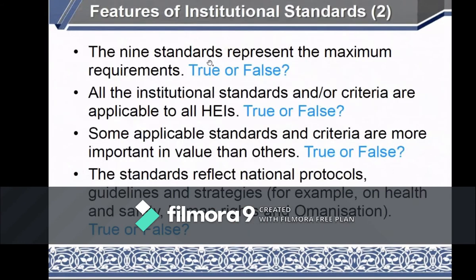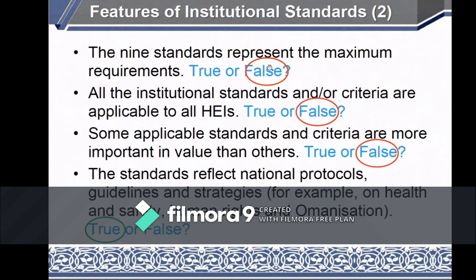Now, do the 9 standards represent the maximum requirement? No, it's false, because these are the minimum requirements that you need to set in. An HEI can go ahead and say, I am going to do more. It's the minimum level set by a standard. Are all the institutional standards and criteria applicable to all HEIs? Not necessarily. It depends on what the HEI is or wants to achieve.